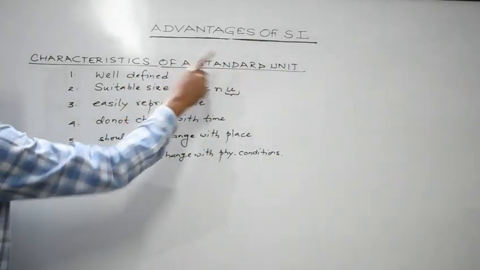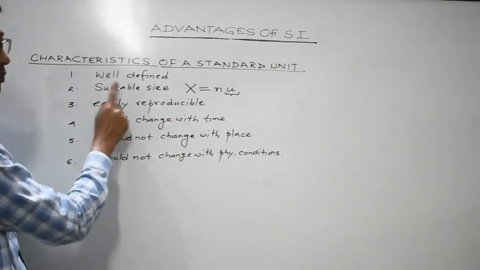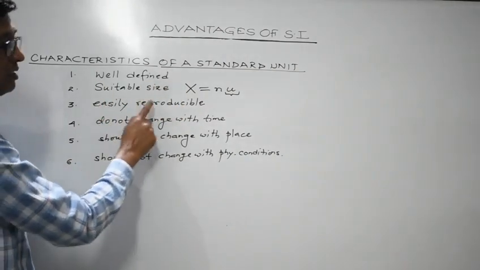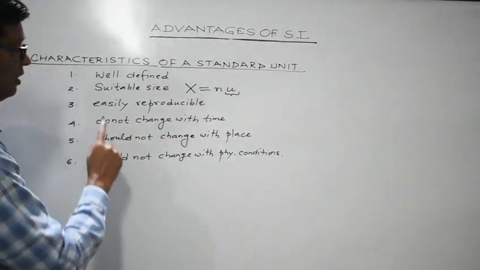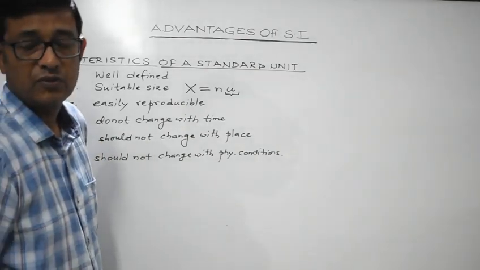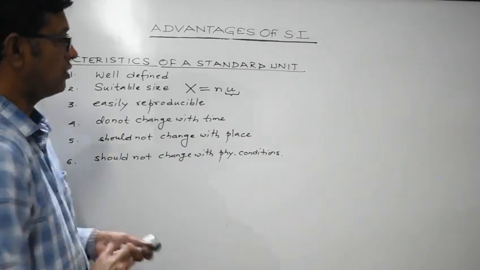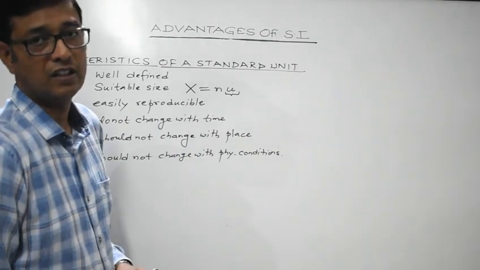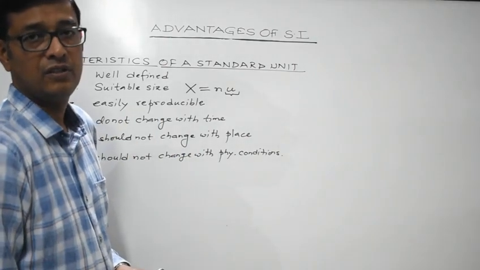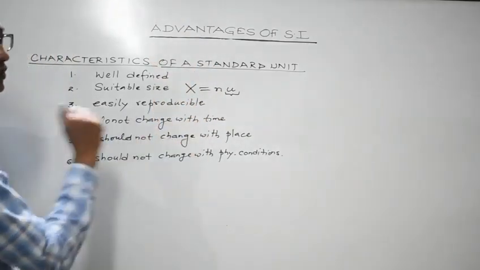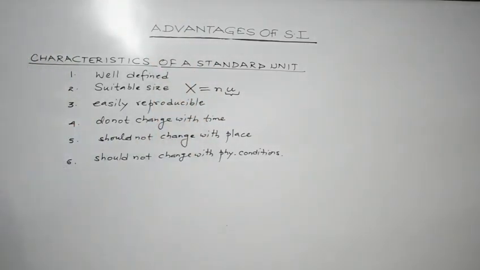So a standard unit must be well defined. It should be of suitable size. It should be easily reproducible. It shouldn't change with time. It shouldn't change from place to place. It should not change with physical conditions. Right? So these are the characteristics of a standard unit. Now let's move on to the next article.